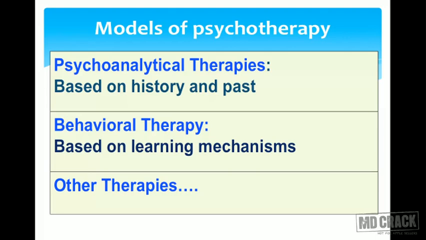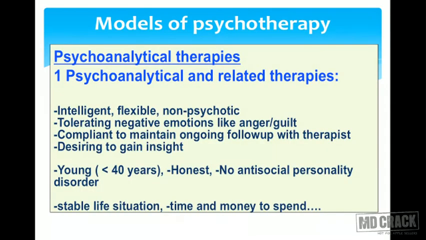To repeat, psychoanalytical therapies are based on the history and the past of the patient, and the behavioral therapies are based on the various learning mechanisms. And the third type of psychotherapy is the other therapies, all the various other therapies, which we'll discuss when we come to that slide. The first type of psychoanalytical therapy is called psychoanalytical and related therapies.